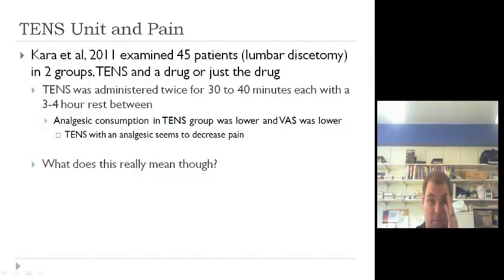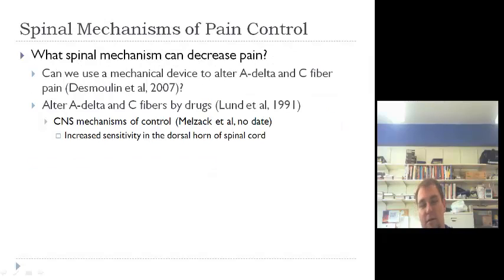So what does this really mean, though? So obviously physicians nowadays and people nowadays, we want the quick fix. Give me the drug, it'll cure up my infection, it'll make my pain decrease. But is that really true? Are we treating the pain, or are we treating the dysfunction that's causing the pain? I don't know.